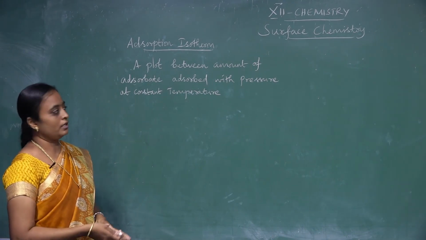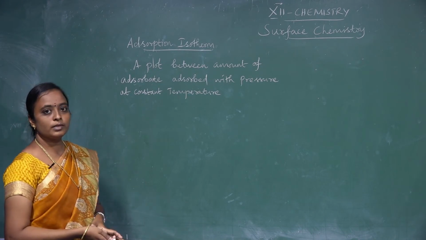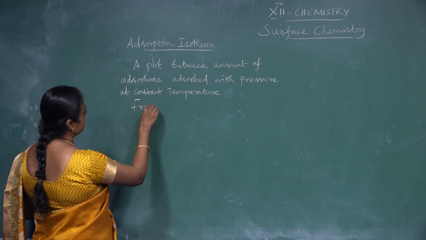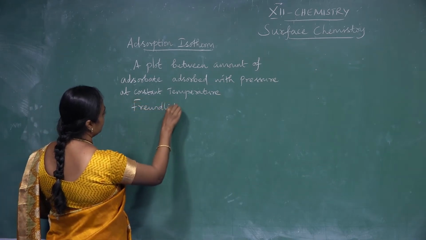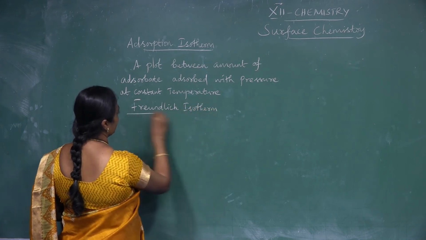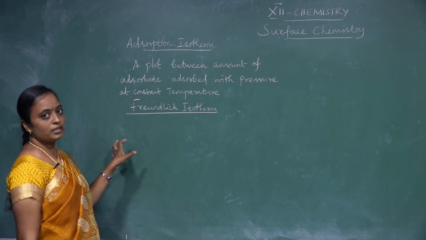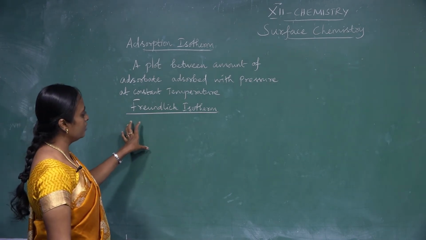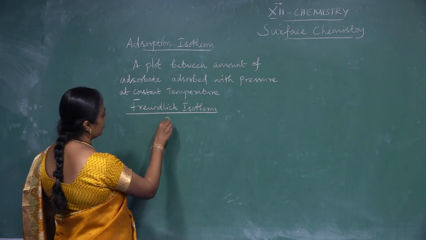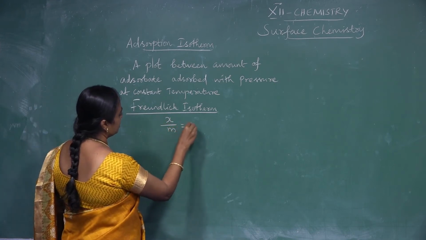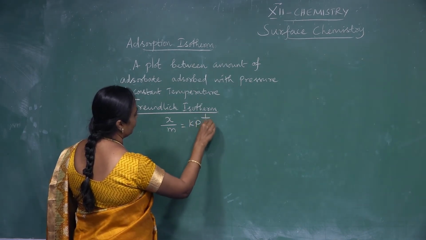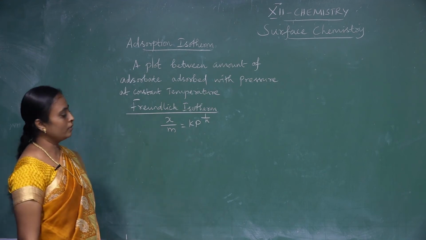Many theories have explained this adsorption isotherm, but we are going to discuss only one theory, which is known as the Freundlich isotherm. It is given by a formula. Let me take the equation: x by m is equal to k p power 1 by n.